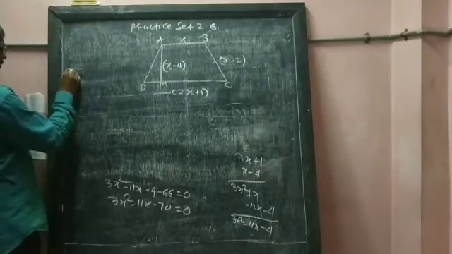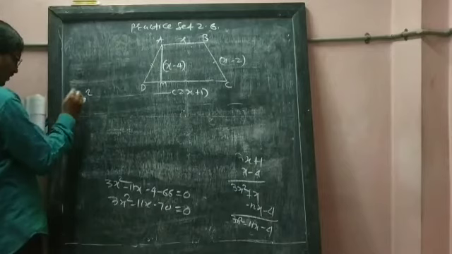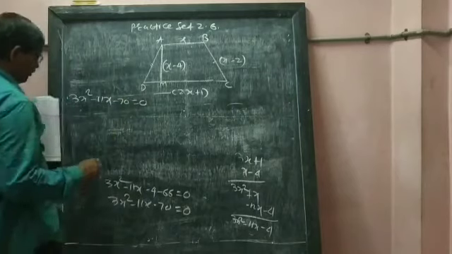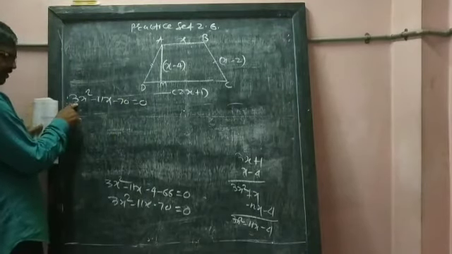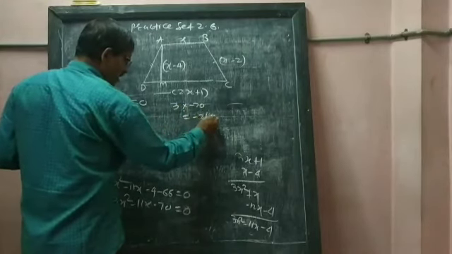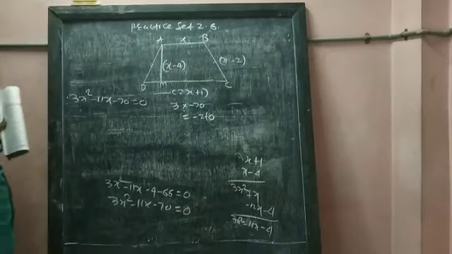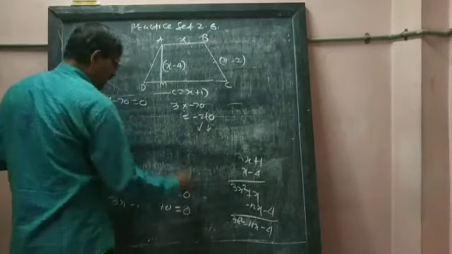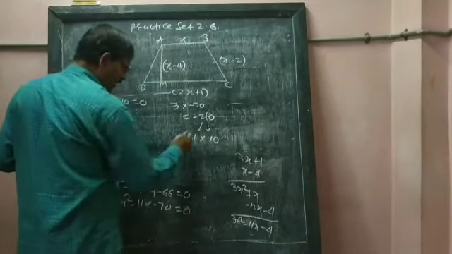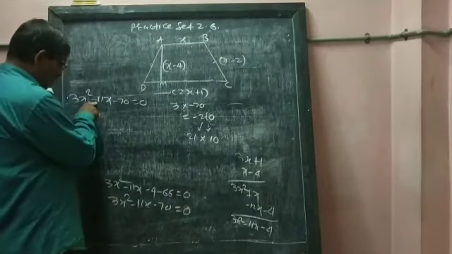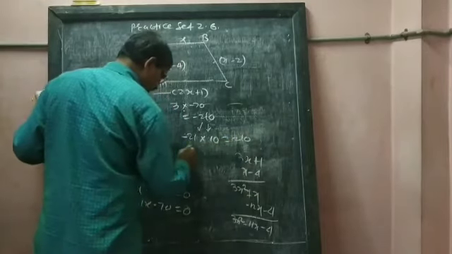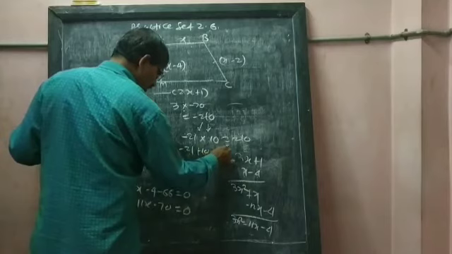What is the equation? 3x square minus 11x minus 70 is equal to 0. Here the coefficient of the square term is more than 1. So 3 into minus 70 is equal to minus 210. Now minus 210 should be split in such a way that you get 11. So 21 into 10, then you want the minus sign in the middle, so minus 21 and plus 10, you will get minus 11.